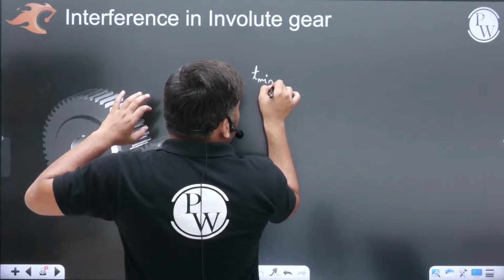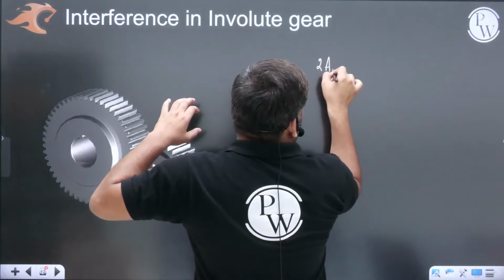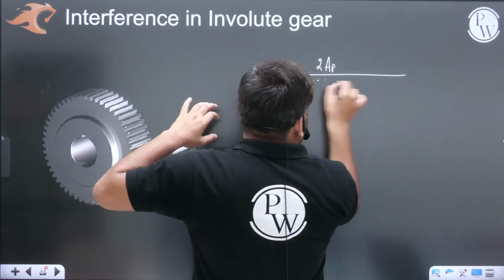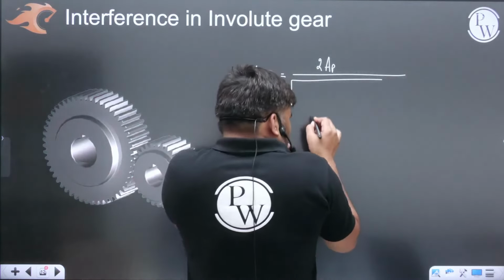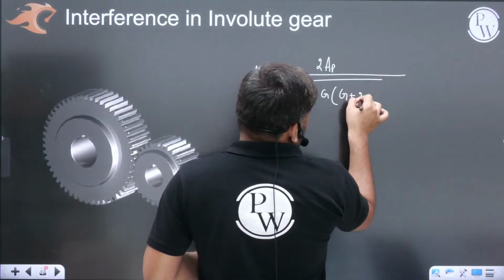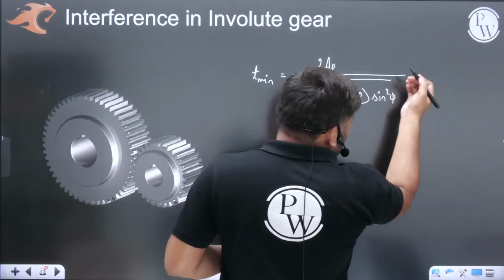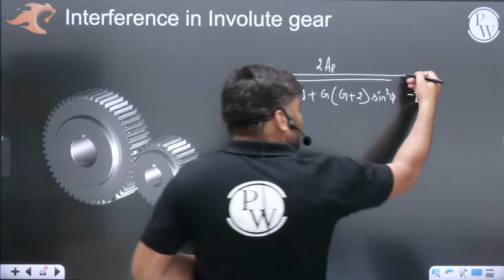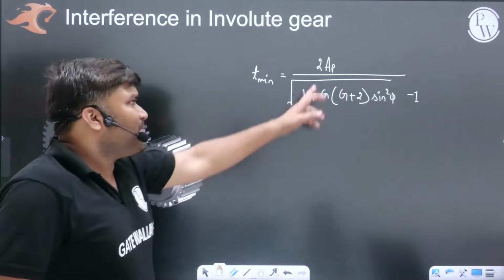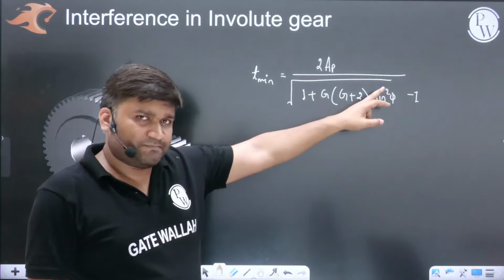Small t minimum, which is twice of AP divided by under root 1 plus G plus 2 sin square phi, and outside the under root you are having minus 1. Clear, na? AP is the fractional addendum of the pinion, G is the gear ratio, phi is the pressure angle.